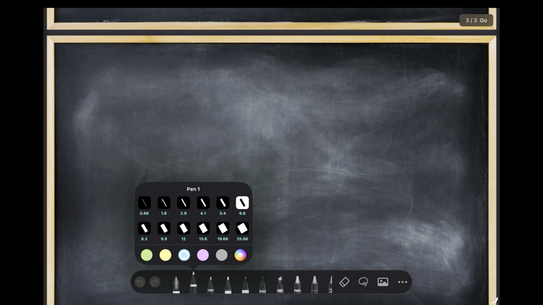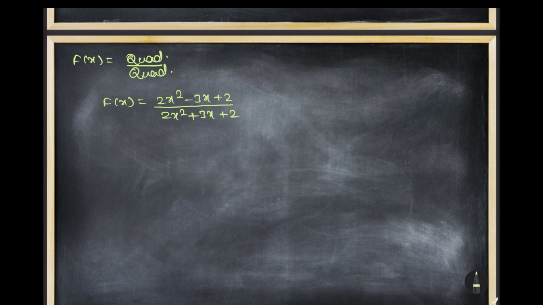Suppose that in case 3 you have to encounter this part, that f of x equals quadratic by quadratic and there is no common factor. Okay, and you have to find out the range. So suppose that you got f of x as (2x square minus 3x plus 2) upon (2x square plus 3x plus 2). So how do you have to find out the range?